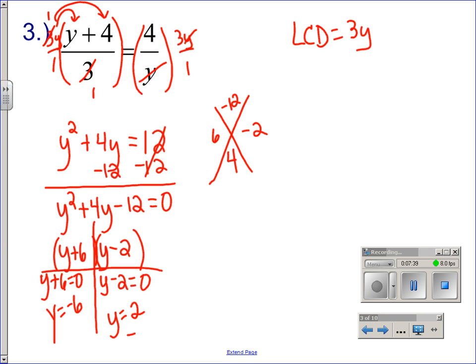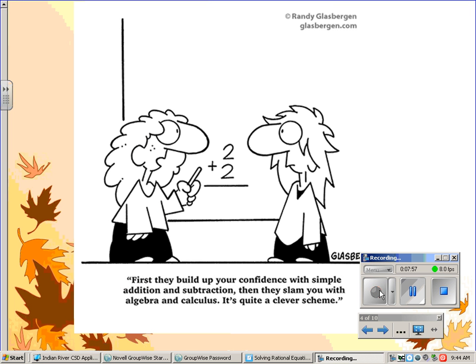Now, again, looking at the negative 6, if I plug it in for y up there, would it give us an undefined fraction? No. And then also look at the 2. Would the 2 make an undefined fraction? No. So were they both answers? All right, before we look at number 4.